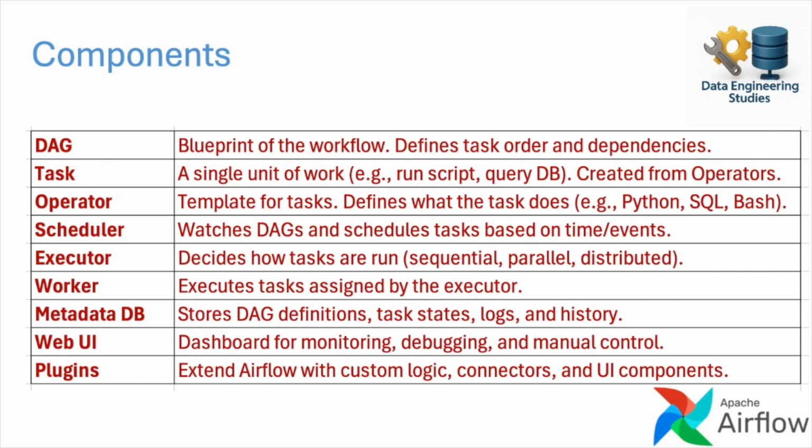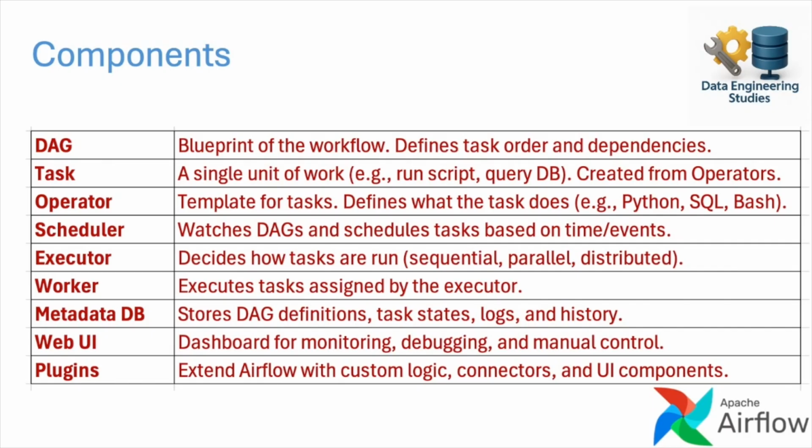The next component is the metadata database. The metadata database stores DAG definitions, task state, logs, and history. The next component is the web UI. The web UI provides a dashboard for monitoring, debugging, and manual control. The next component is plugins. Plugins allow us to extend Airflow with custom logs, connectors, and UI features. We will see each component in detail in the upcoming slides.